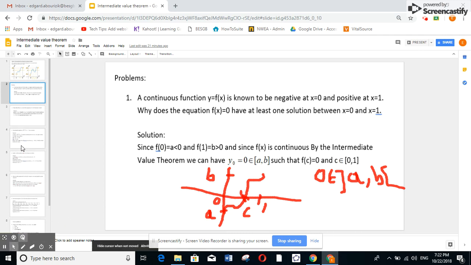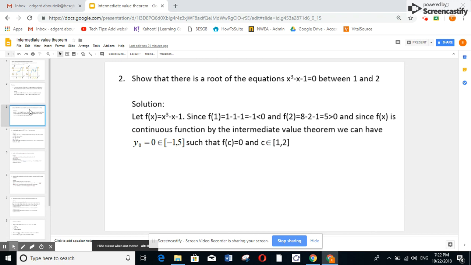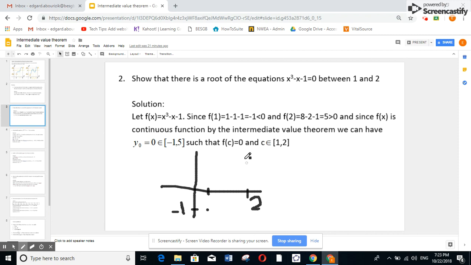Another example. Here you want to prove that this function, which is continuous, has a root, f equal to 0, between 1 and 2. So we first do f(1). What is f(1)? f(1) is minus 1. So if you have 1, you have minus 1. And if you do f(2), you have 5. Suppose this is 5 here.